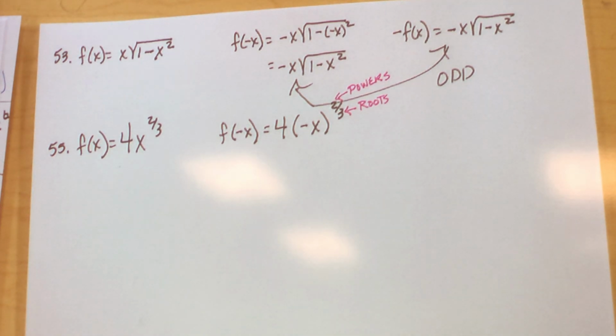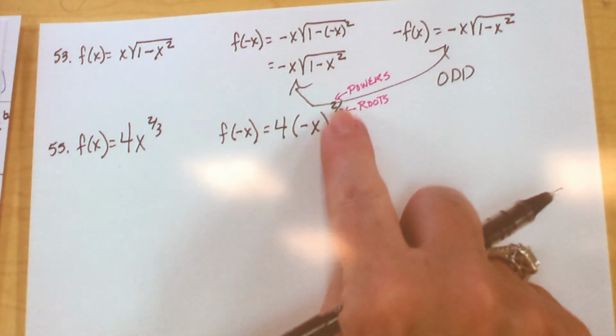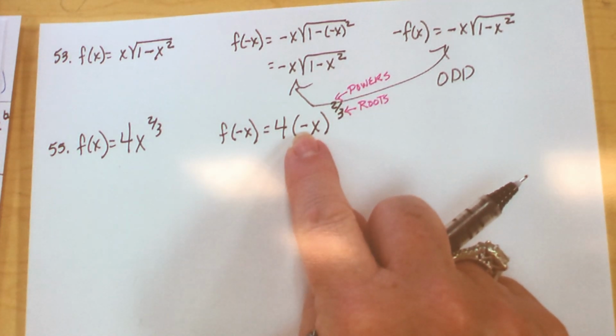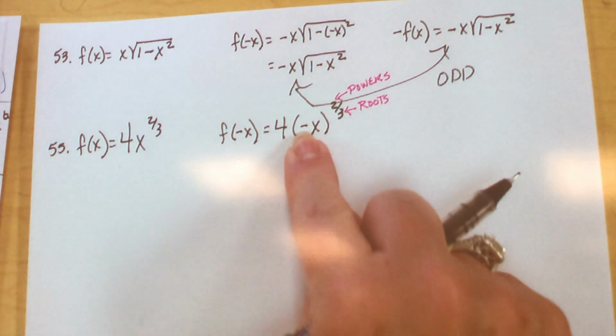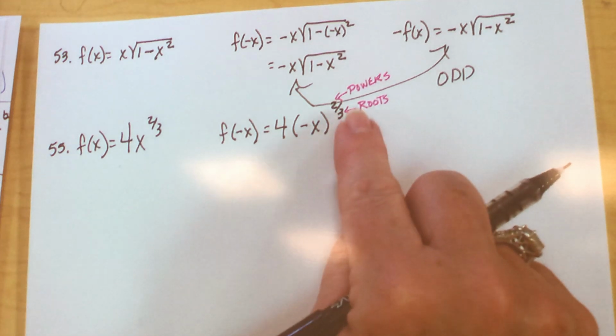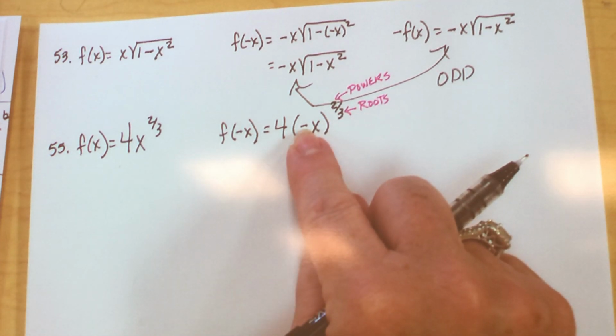Now really, what is the only thing I'm thinking about when I do this stuff right here? That sign. Okay? So listen to this. When I take the cube root of a negative number, what will my answer be? Positive. Negative. Negative. You're right.